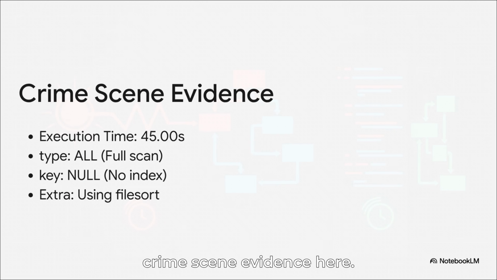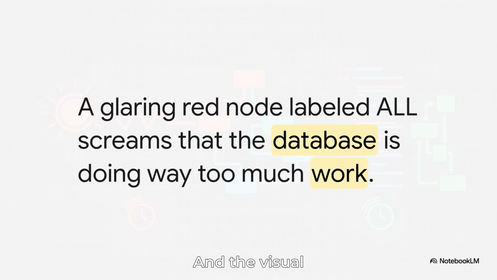Let's review the crime scene evidence here. Execution time, 45 seconds. Access type, ALL, perfectly confirming our full table scan suspicion. The key is NULL, meaning absolutely no index was used. And over in the Extra column, we see Using filesort, which means heavy, CPU-crushing sorting work is happening behind the scenes. And the visual diagram makes the culprit completely undeniable.